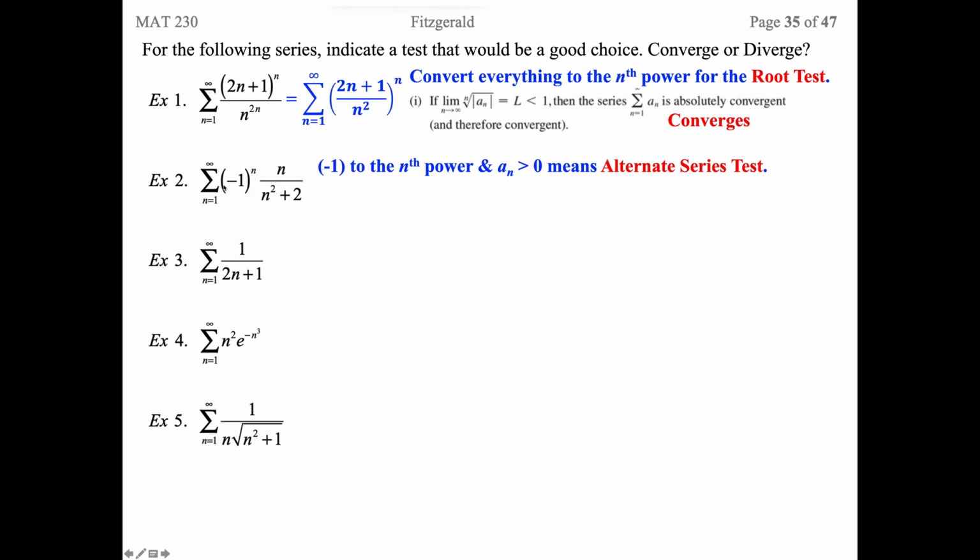Second one, negative 1 to the n power giveaway, alternating series test. All right, our a sub n is definitely greater than 0. I put in all positive n's, it's going to stay positive, so it's greater than 0.